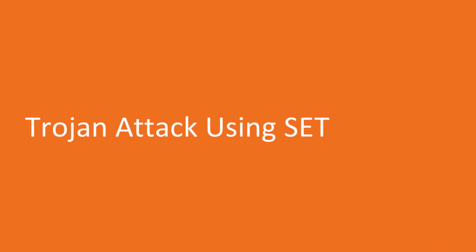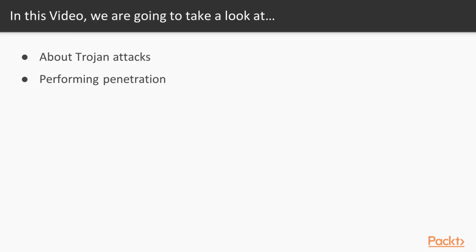Hello and welcome to Trojan attack using SET. Now in this video we are going to take a look at a couple of points. First of all about Trojan attack, and then how we can perform penetration using the SET tool inside Kali Linux operating system. So to perform a Trojan attack, first of all you need to open Kali Linux and Windows 10 operating system inside VMware Workstation.